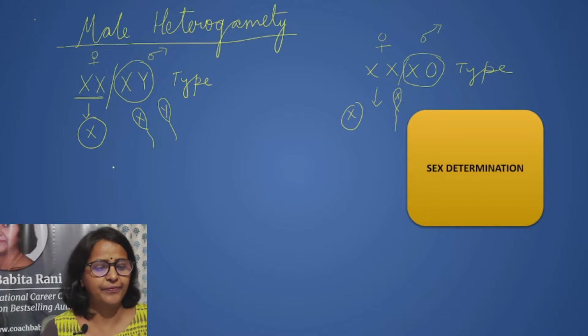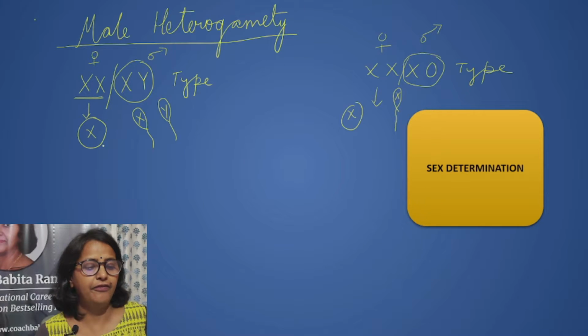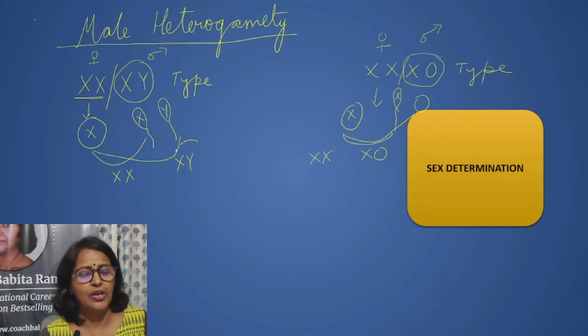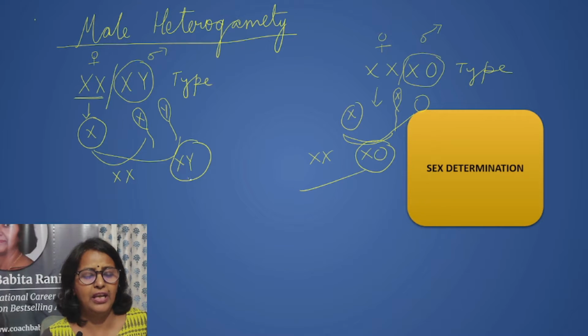What will happen if X goes with X, we will have a female, and if X goes with Y, we will have a male. Here also if X goes with X, a female will be produced, and if X goes with O, that is no chromosome is there, a male will be produced. So this one and this one are representing the male and XX are the female.